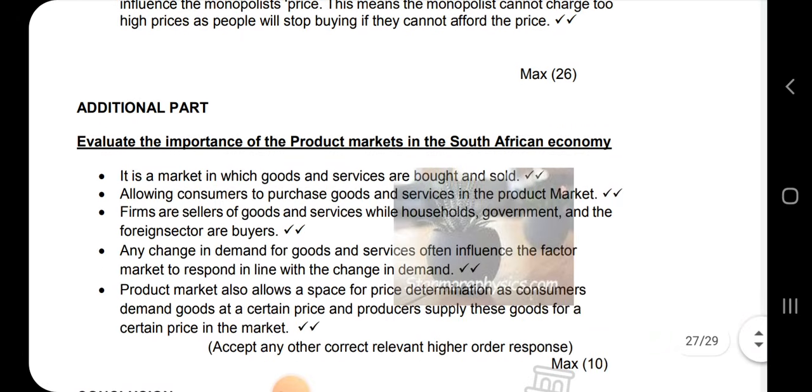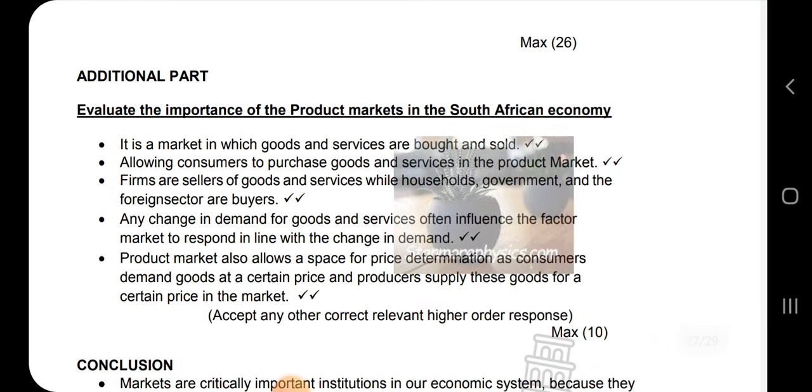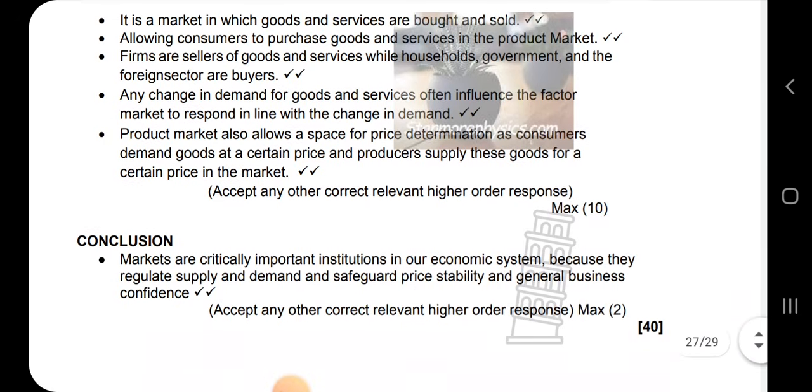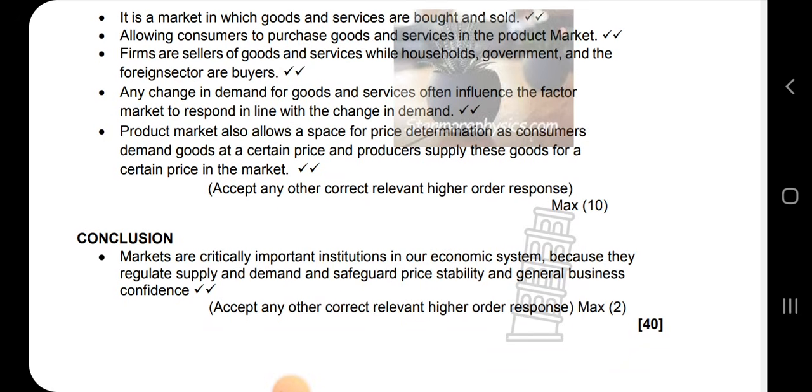And here is the additional part: evaluate the importance of product markets. You know product markets, you know the factor market, the product market. So this is the answer to that. And here we have our conclusion, recommendation, or your opinion. That's what you write there. So let's look at paper.